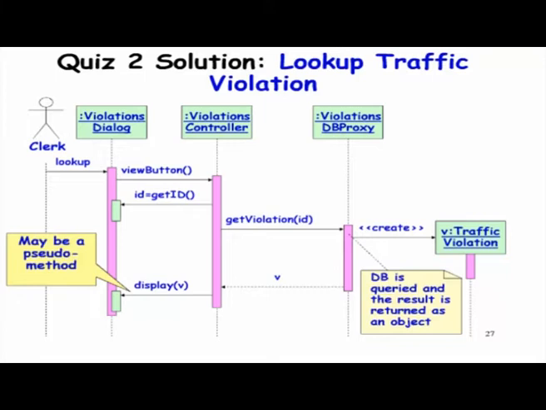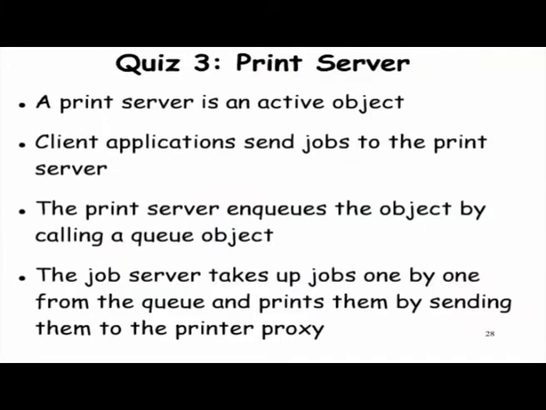We are showing the return arrow here because V is the object that it returns, and it is displaying V. Display may be a pseudo method, it may be just a return here, and it gets called by the violation dialog. Now let's look at another quiz.